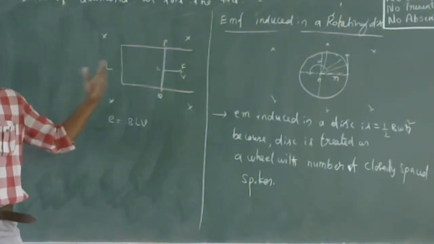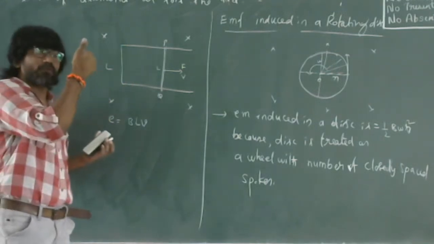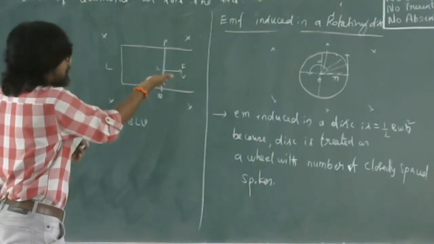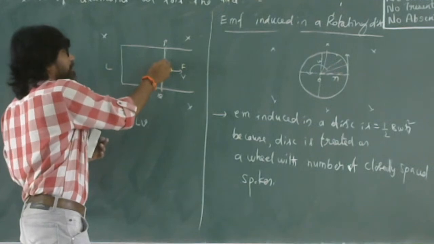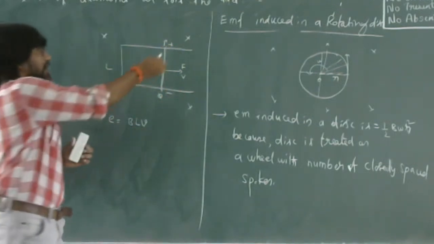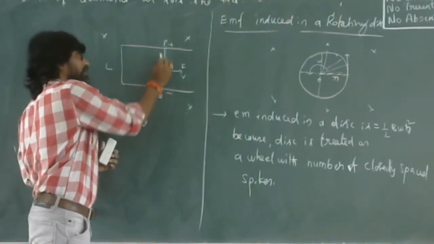And what is the direction of this motional EMF? Means what are the polarities? You have to use the right hand thumb rule: stretch the thumb in the direction of the velocity and the fingers in the direction of the field. So the palm direction will be higher potential, this will be lower potential. Current will flow from higher to lower potential, means induced current will flow from Q to P in this case.